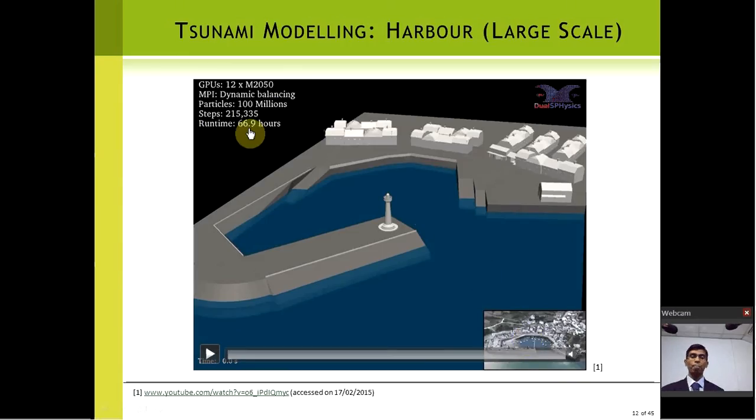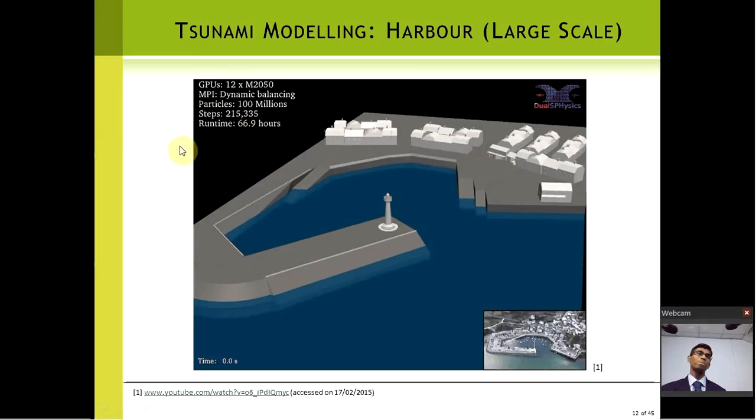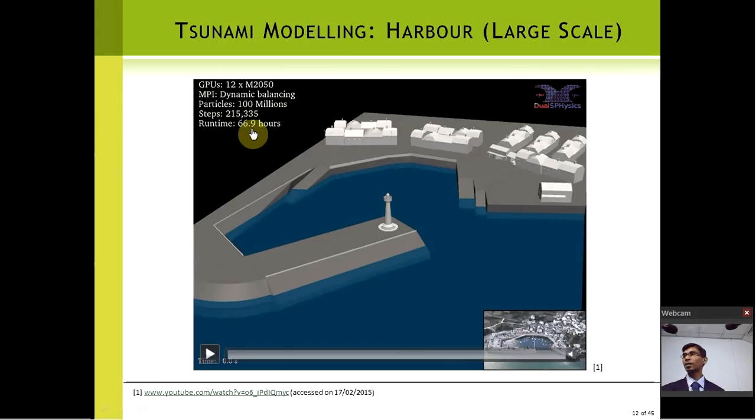You can see they have used 12 GPUs. I believe you can see, yes, 12 GPUs like processors. They have used 100 million particles to model the flow. So many particles, because it spans kilometers. And time steps, you can see the hours of 960. So with 12 computers, it took almost 1.5 days to get the results.